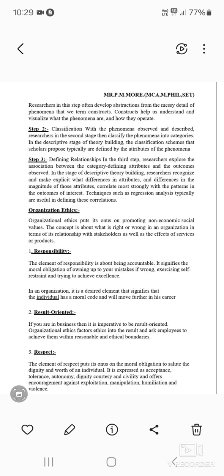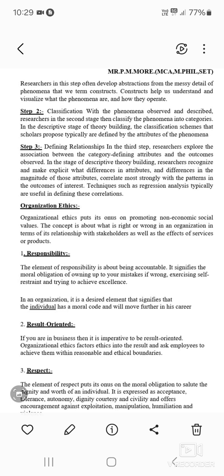Step 3, defining relationship. In the third step, researchers explore the association between the categories, defining attributes, and the outcomes observed. In the stage of descriptive theory building, researchers recognize and make explicit what differences in attributes, and differences in the magnitudes of those attributes, correlate with differences in outcomes.